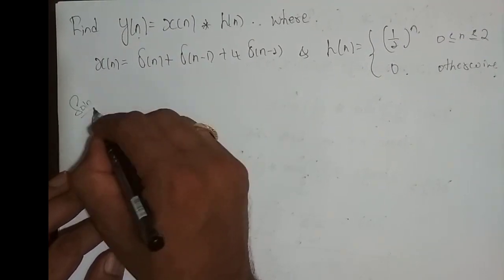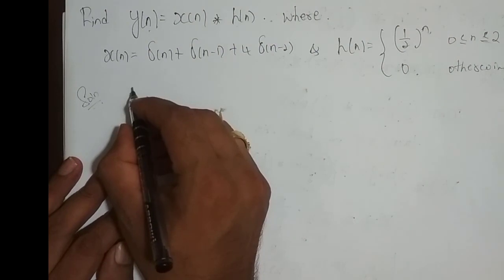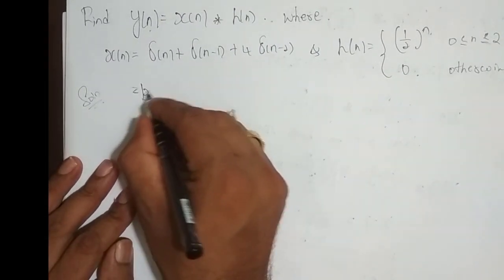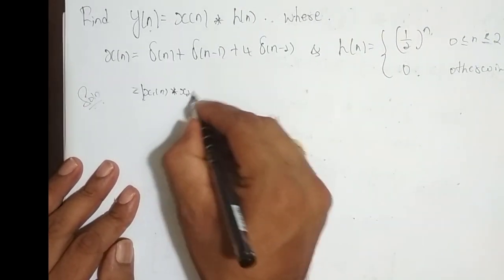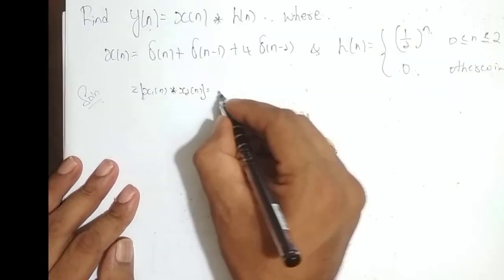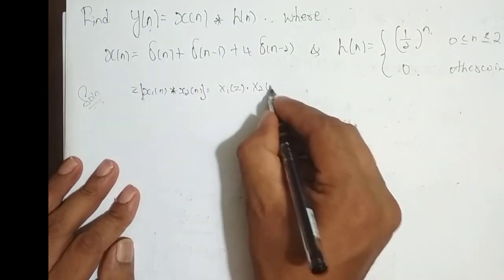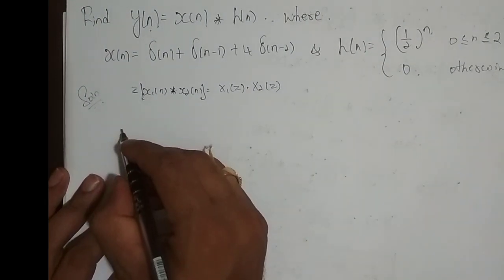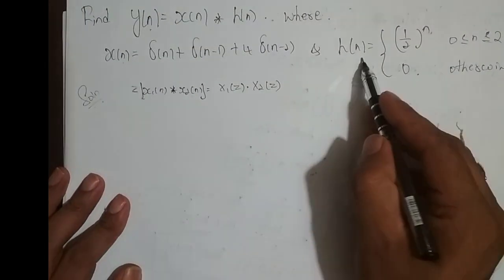So, solution. Before the solution we'll see the property of convolution. What is the property of convolution? What is the z transform of x1 of n convolved with x2 of n? It is x1 of z multiplied with x2 of z, right? In our case x1 of n is x of n and x2 of n is h of n.